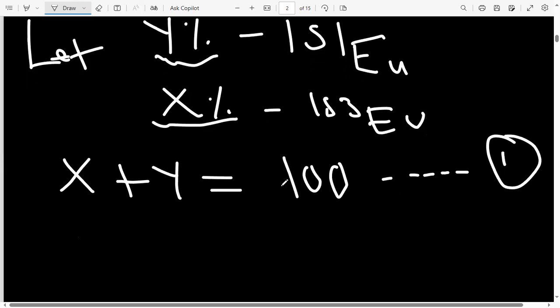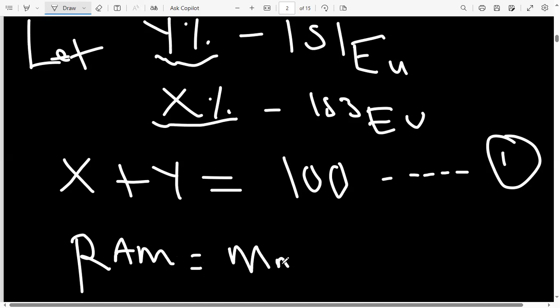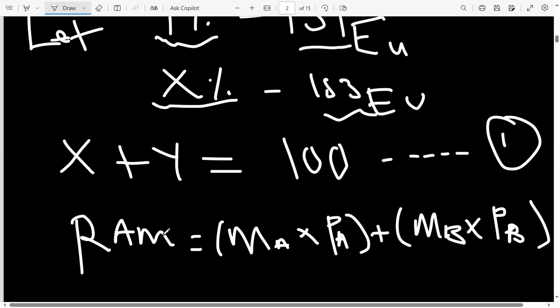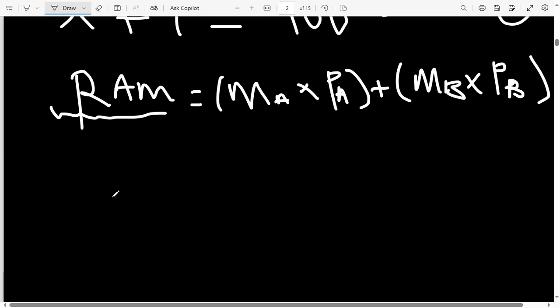We get it from the formula for the relative atomic mass. Remember, the relative atomic mass is the mass of the first isotope, for example isotope A, multiplied by the percentage of isotope A, plus the mass of isotope B multiplied by the percent of isotope B. Here we have two isotopes, and in the question we have been given the relative atomic mass, which is 151.96.